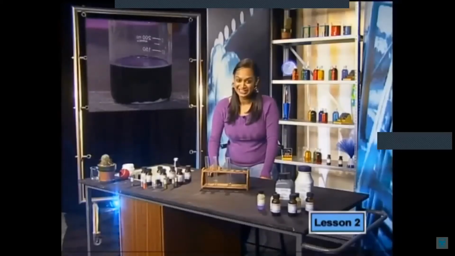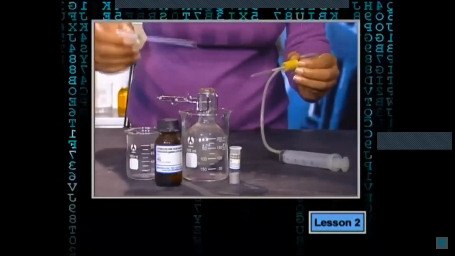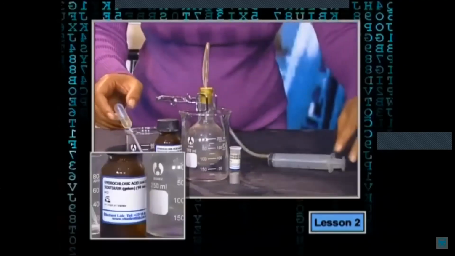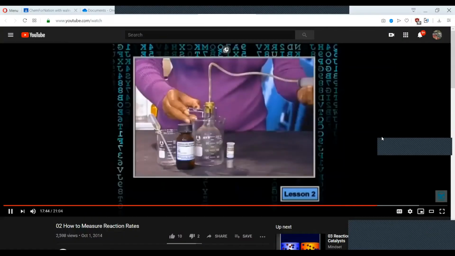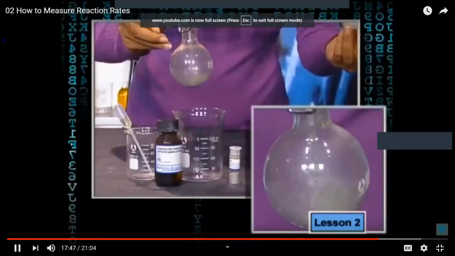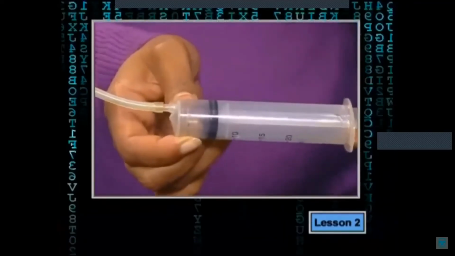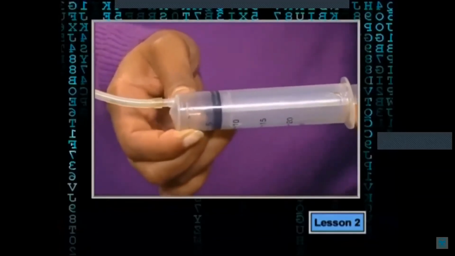This next idea: we could collect the gas produced. How do we collect a gas? One method is to use a gas syringe. Look at this. Here we have magnesium reacting with hydrochloric acid. Hydrogen gas is produced. As the gas forms, it rises and pushes the plunger of the gas syringe back. We can then measure the volume of gas produced in a specific time.